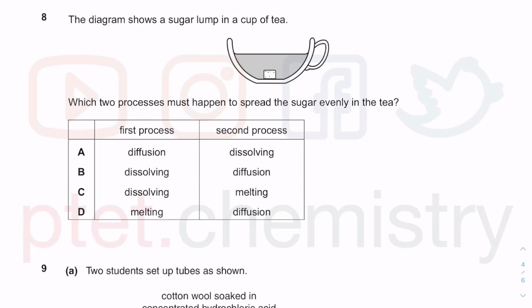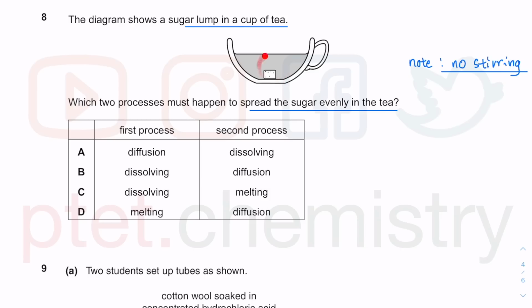Question 8, we have a sugar lump in a cup of tea. Now, you want to spread the sugar evenly in the tea. Please note that in this question, they did not say mixing, so you do not say stirring. You did not stir the spoonful of sugar. You just leave it in the tea itself. You see, there's no spoon. You don't stir it. Okay, if there is no stirring, then how in the world does the tea become sweet?